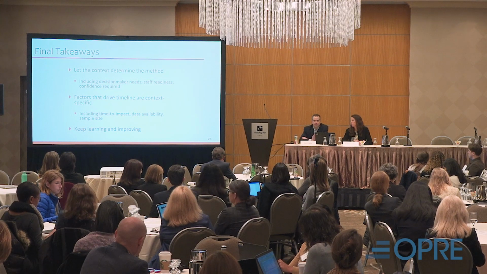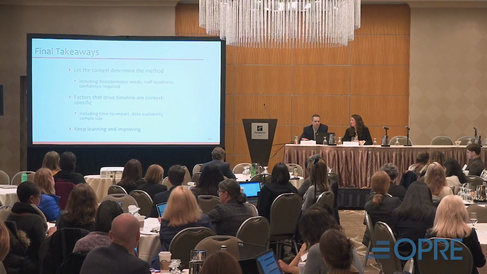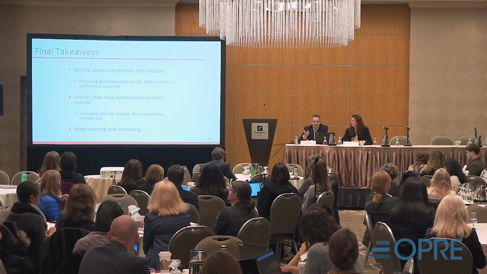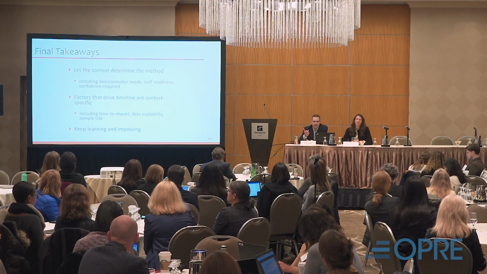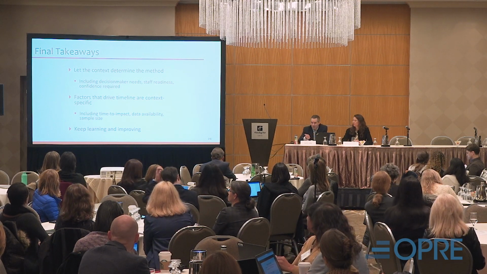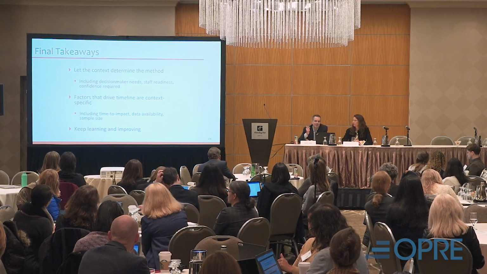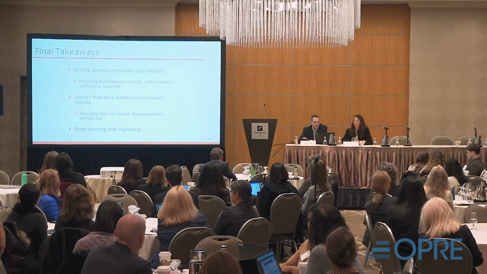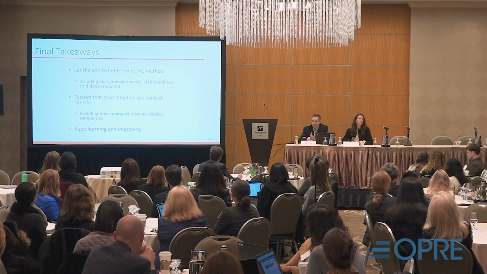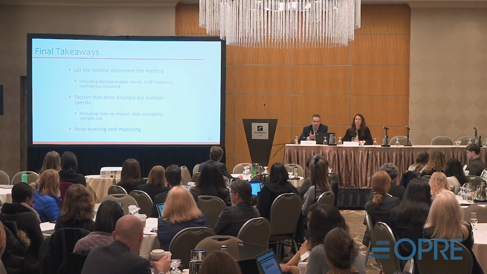Okay, we have a couple of final takeaways, and then we'll open it up for questions. The main takeaway here is let the context determine the method for rapid improvement. This includes focusing on decision maker needs, assessing staff readiness for adopting the intervention, and assessing the level of confidence that you need in the findings. A second takeaway, factors that drive the timeline are context specific, so it's not necessarily the case that the RCT is the longest.